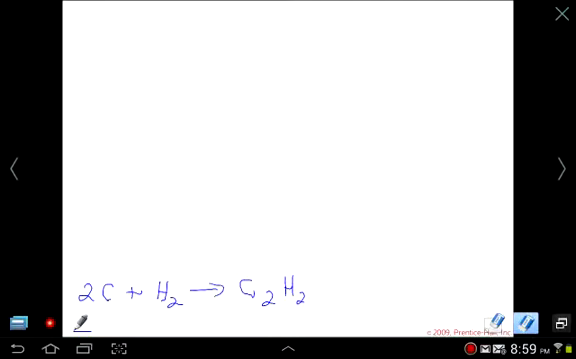In the final reaction, we want to have 2 carbon reacting with H2, producing C2H2. This is actually something called acetylene gas. Let's make that carbon a little more visually pleasant. There it is. And again, we want to determine the delta H of this reaction. Here's what we're going for. The 3 reactions that are known, I'll go and write up here.